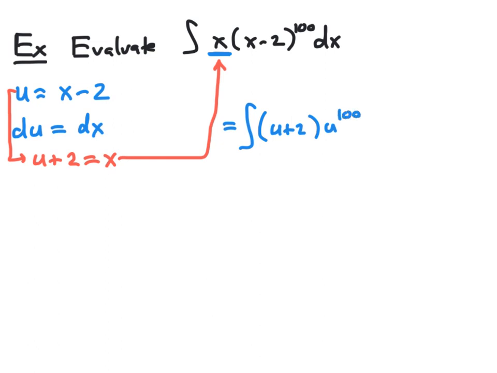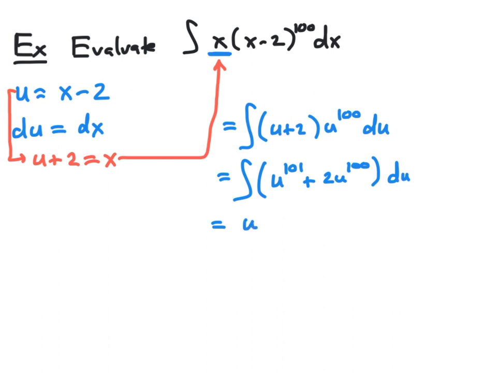And then for dx, we're going to substitute in du. And now we have an integral totally in terms of u, and there's no x's in sight. And so this is a relatively easy one to compute. To actually evaluate it, we are going to distribute the u to the 100. So we have u times u to the 100, which is u to the 101, plus 2 times u to the 100, all du. And now we use the power rule in each term.